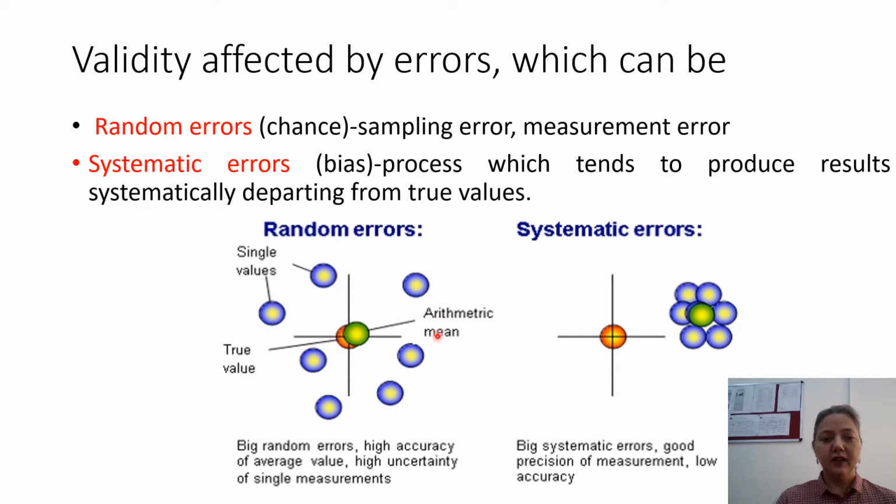We can understand it like this: random errors are the chance errors, and the single values are scattered around the mean value. If we take a single value, that may be far off from the actual value, but when we take the mean value, it is closer to the actual value, or it has more validity, whereas the single value has high uncertainty. Whereas in systematic errors or biases, all the values are shifted away from the actual value. So even their mean is not valid. That leads to low accuracy of the results.